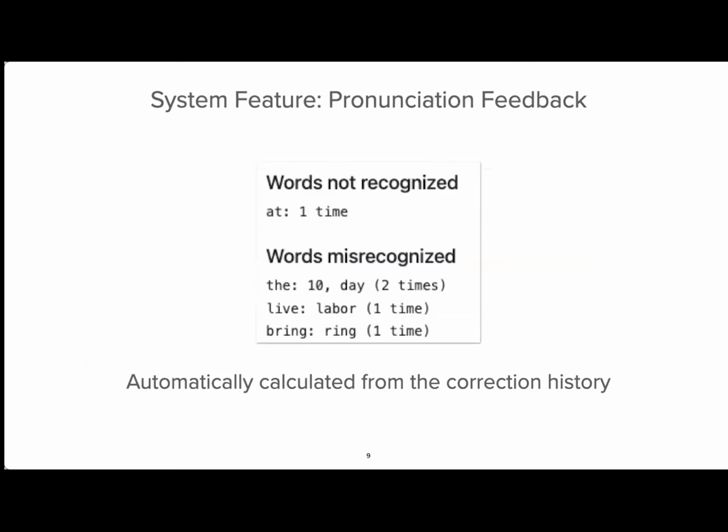Pronunciation feedback leverages how the user corrected the recognition results. This interaction history yields the pair of words before and after the correction. By accumulating the pairs, BeParrot can calculate which phonemes are likely to be missed or misrecognized by the recognition model. Then we attempted to increase the user's awareness of pronunciation by feeding back the phonemes automatically.